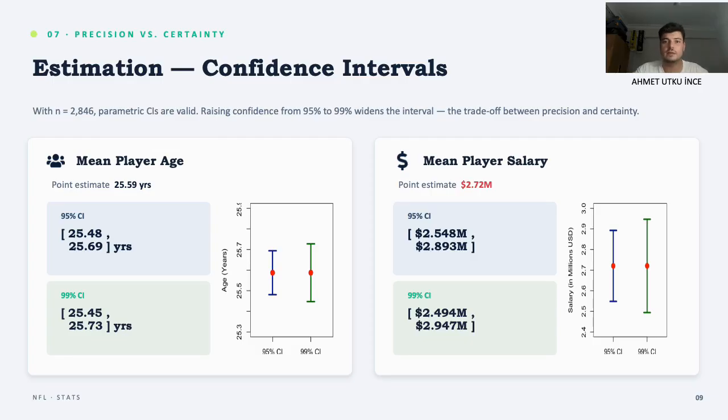With the central limit theorem verified, we constructed confidence intervals to establish our population estimates. Here, we highlight the classic engineering trade-off between precision and certainty. For player age, our point estimate is 25.59 years, and moving from a 95% to a 99% confidence interval widens the range slightly to ensure higher certainty. For salaries, the 95% interval estimates the true mean cap hit between $2.54 and $2.89 million. When we bump that certainty up to 99%, the interval widens from 2.49 to 2.94 million. This visualizes how stretching our certainty requires sacrificing a bit of precision.